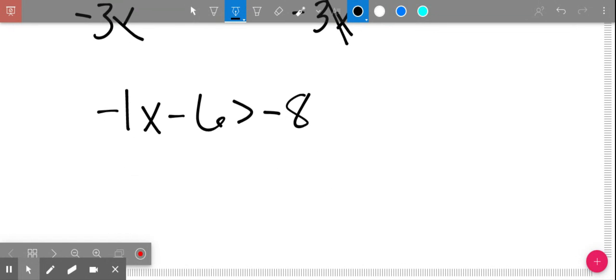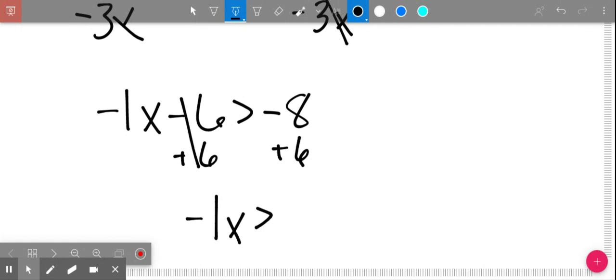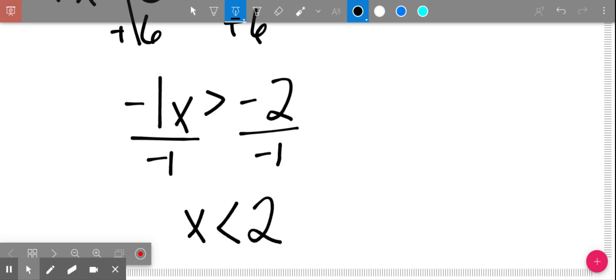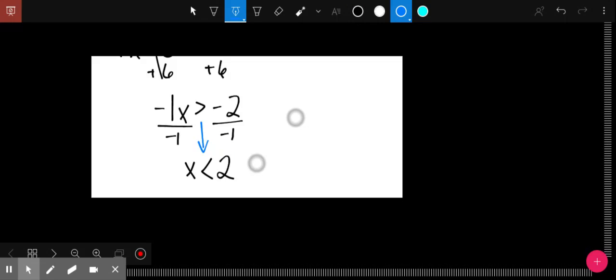And then I'm just going to solve for the x. So I'm going to add the 6 over. That will cancel. I'll have negative 1x is greater than negative 8 plus 6 gives me negative 2. Divide out the negative 1. And I'll get x is less than negative 2 divided by negative 1 gives me a positive 2. Remember, when we divide by that negative number, we have to flip that inequality.